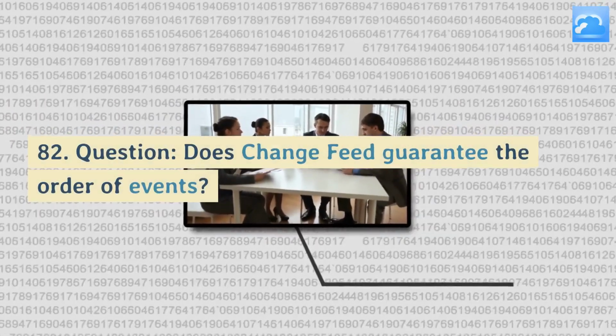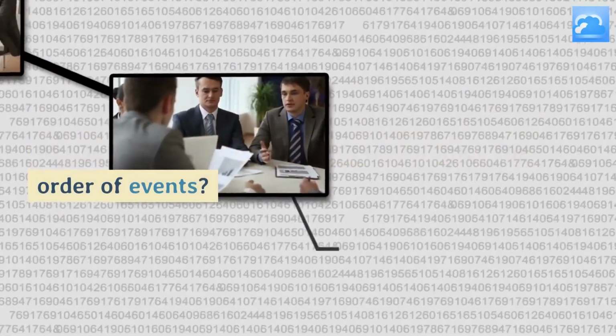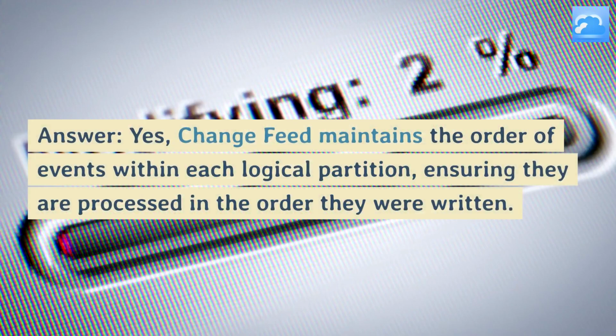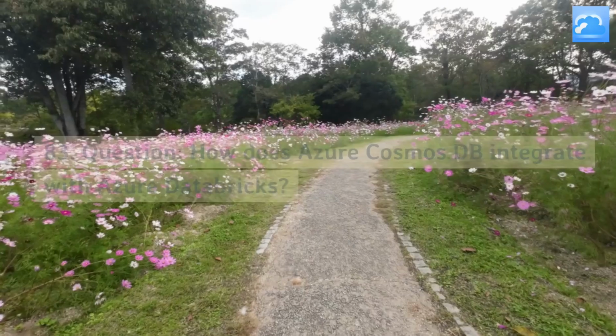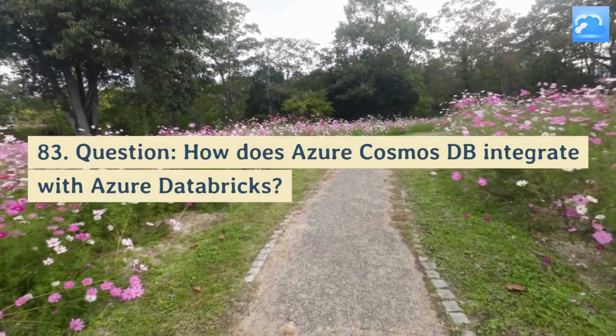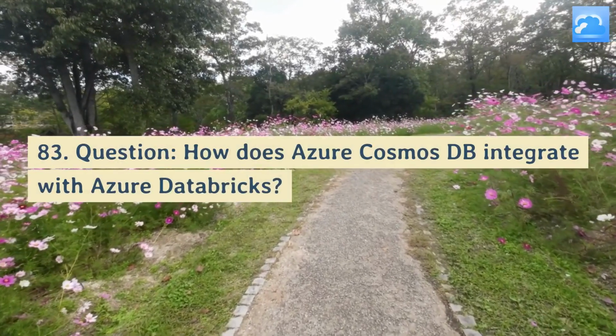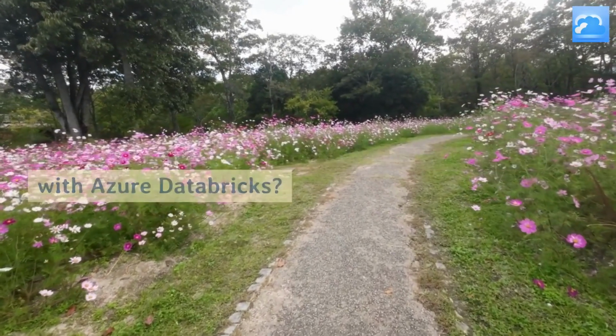82. Question: does change feed guarantee the order of events? Answer: yes. Change feed maintains the order of events within each logical partition, ensuring they are processed in the order they were written.